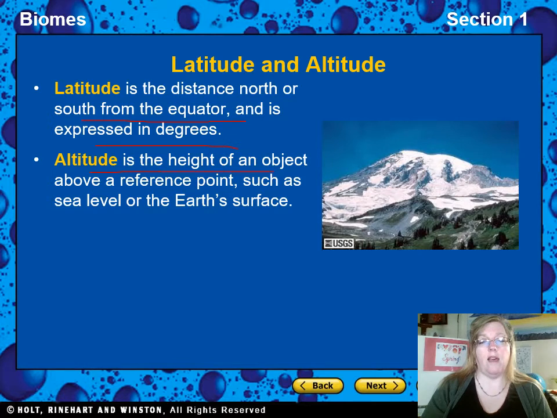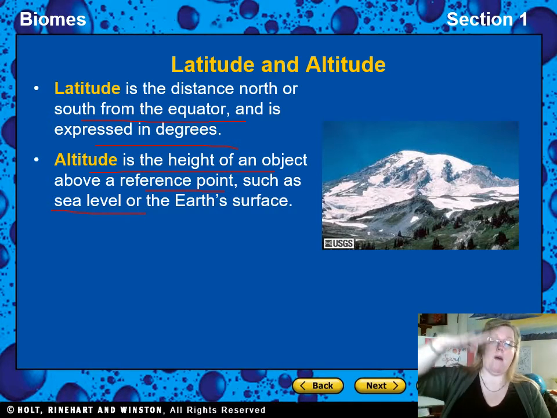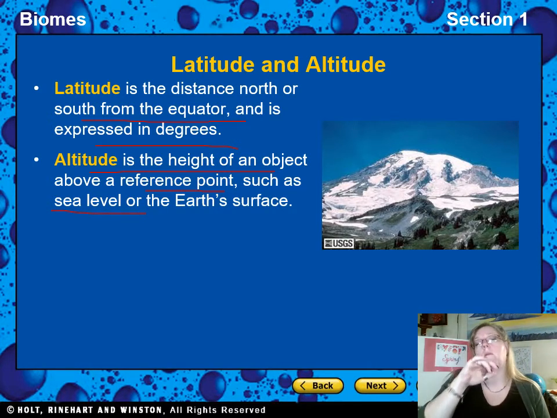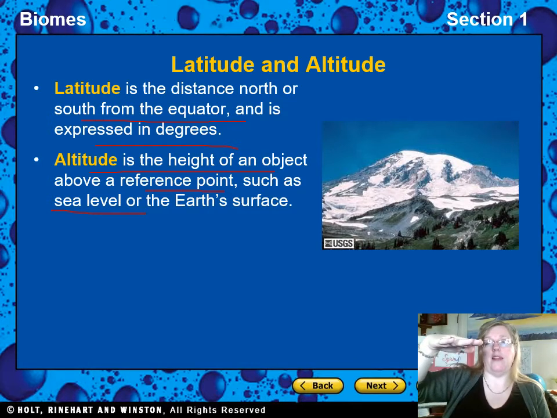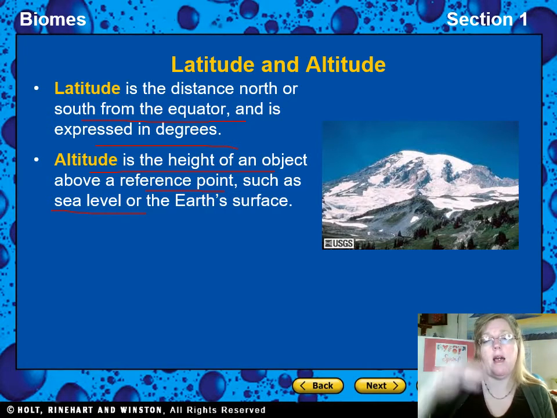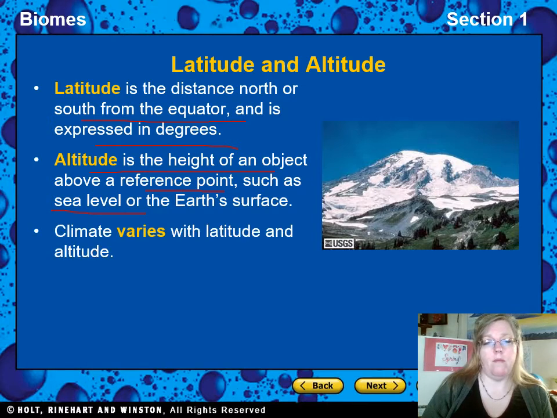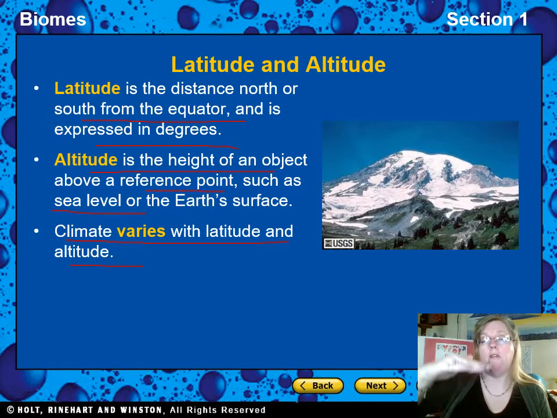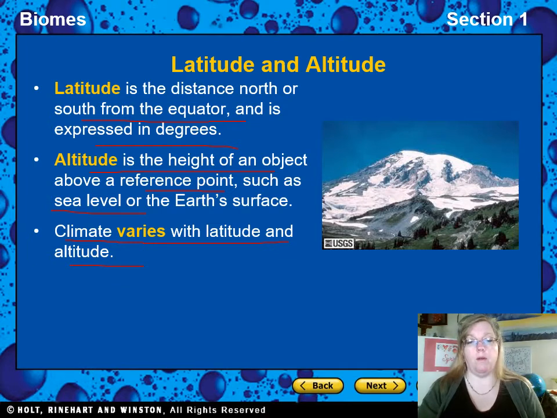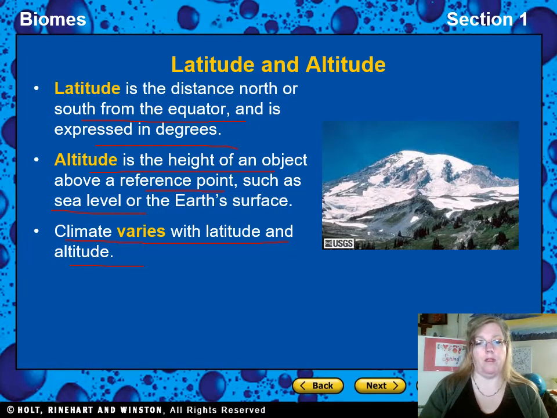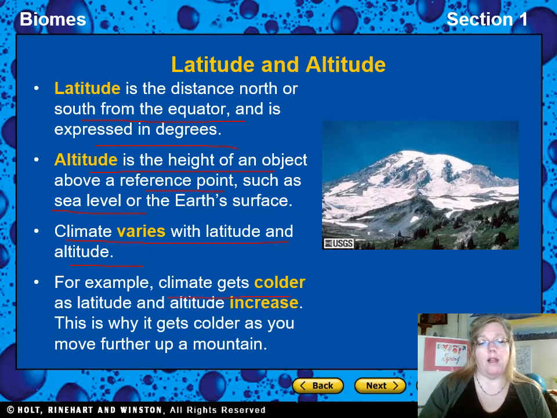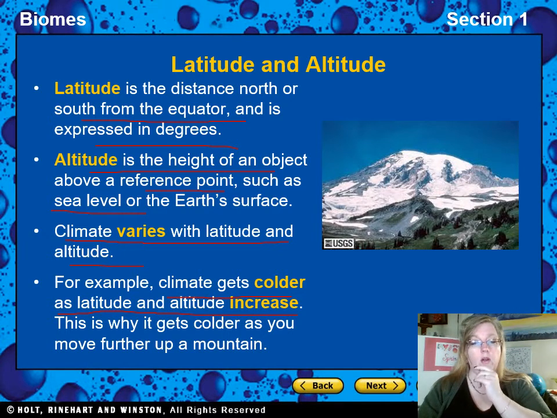And altitude is the height of an object above a reference point, usually sea level. We measure things on Earth by how high they are compared to sea level. So the mountains in eastern Tennessee have less altitude, they're shorter mountains, than the ones in the Himalayas in India, right? So altitude is how high you are above sea level. And climate is going to vary with latitude and altitude. That's what changes the different biomes: how far you are from the equator or how high up a mountain you are. The climate gets colder as the latitude and the altitude increase. Either one of those, you're going to get colder, which is why it gets colder the further up a mountain you move.